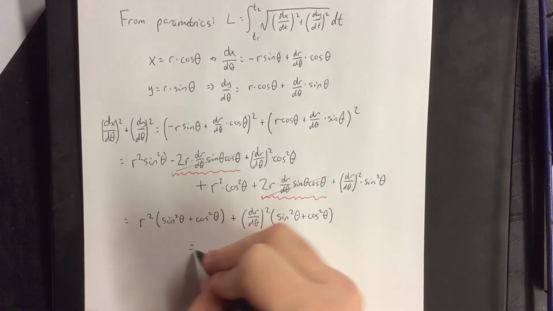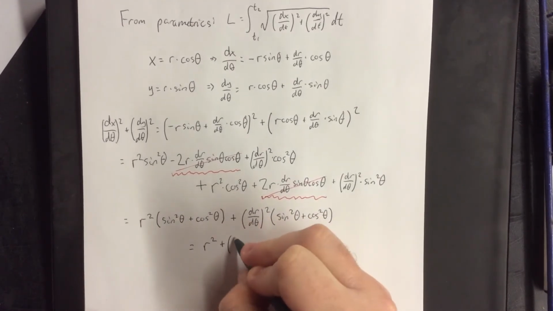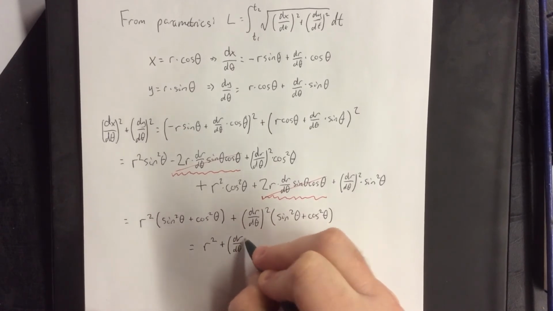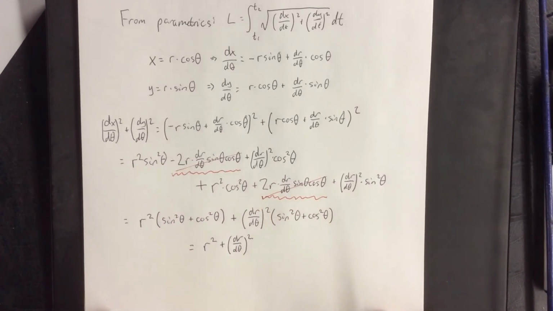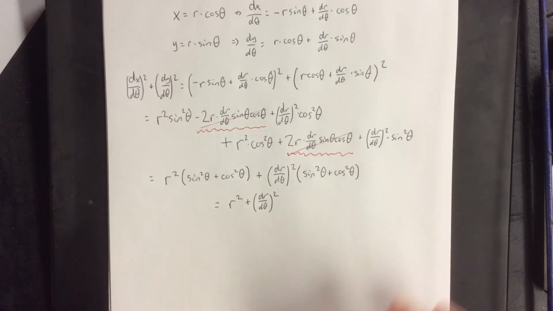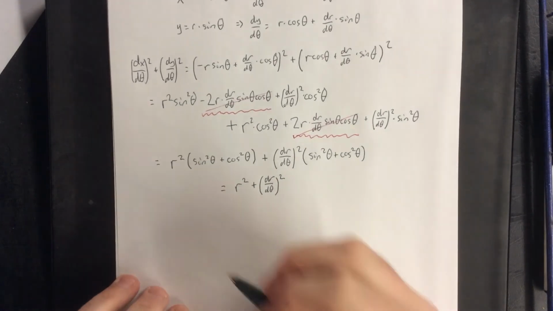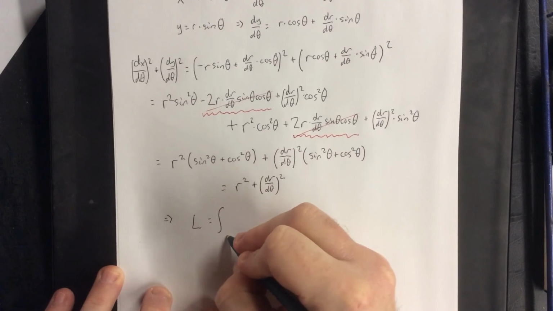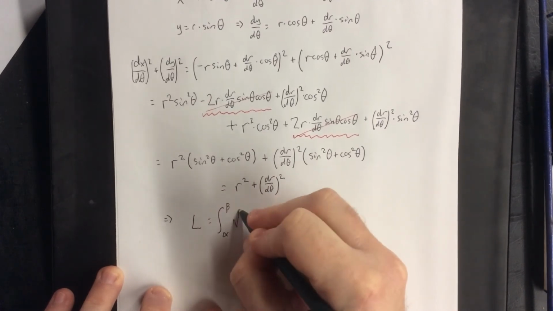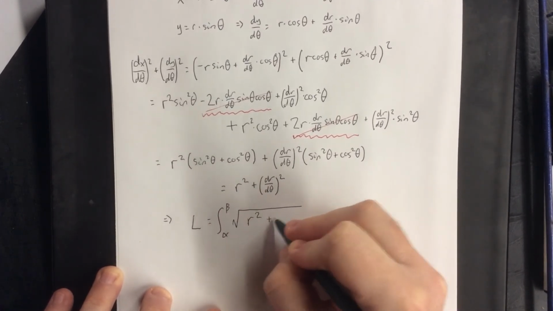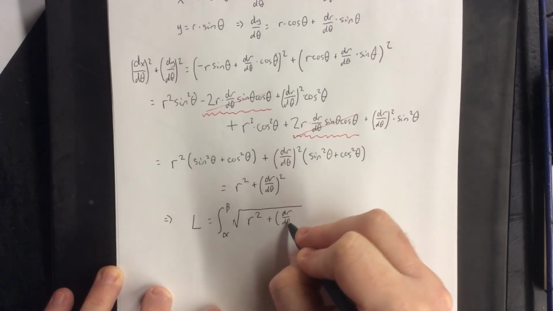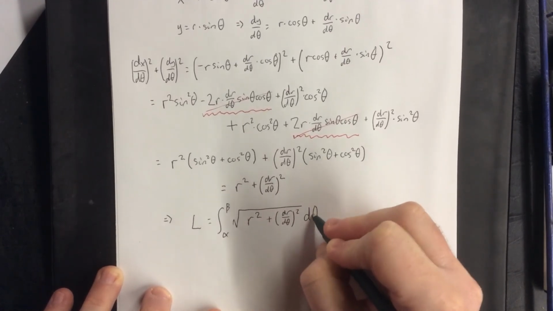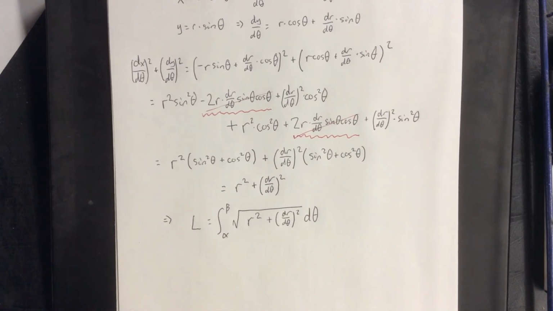Good news is the Pythagorean identity exists, which means that those sine squared theta plus cosine squared thetas will become 1s, giving us the following quaint little formula: r squared plus dr d theta quantity squared. That lets us know that the arc length formula in polar coordinates is going to be the definite integral from alpha to beta of the square root of r squared plus dr d theta quantity squared d theta. In my next video, we'll actually do a couple examples where we use this formula.